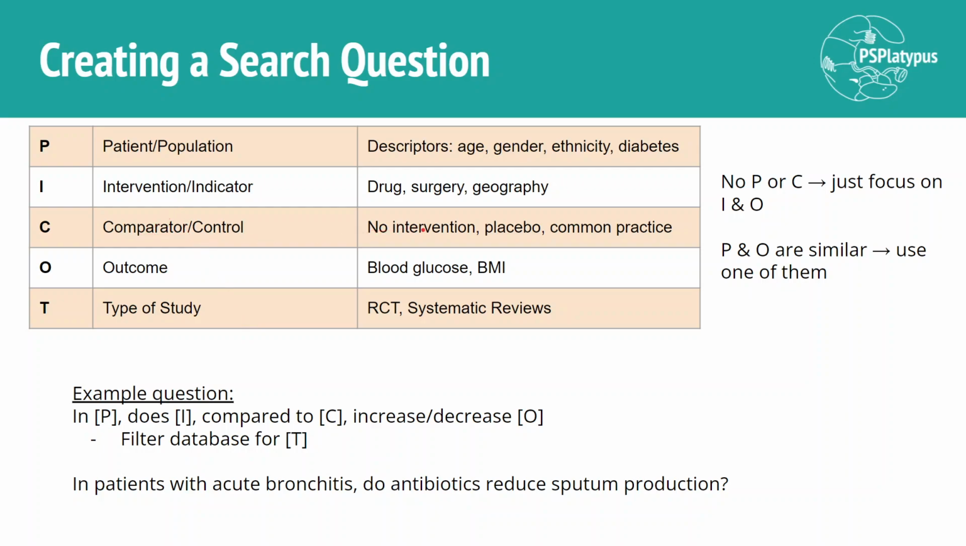Comparator, control, so that's something that we can compare to. So if I had a placebo here, I would say do antibiotics compared to a placebo or compared to no intervention. Outcome, reduce sputum production. That's what I'm looking at, right? So it'd be do antibiotics compared to placebo, reduce sputum production. And then I can filter for the type of study in my database.